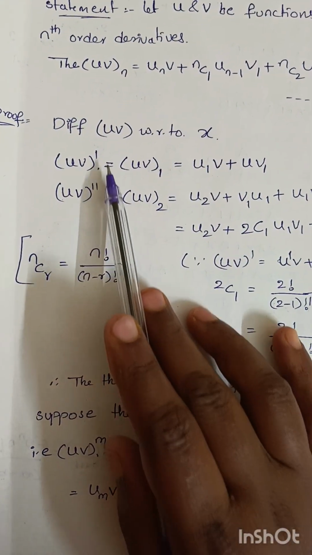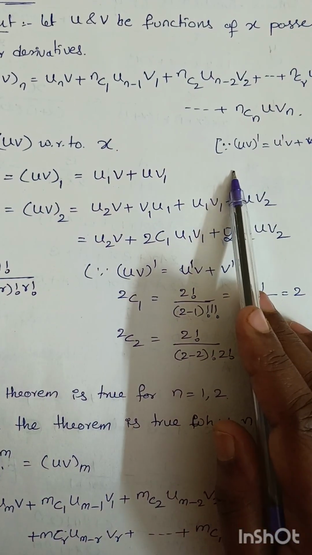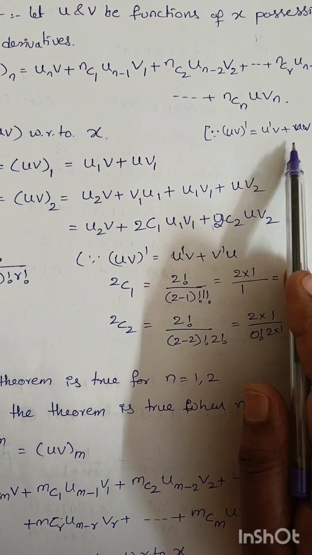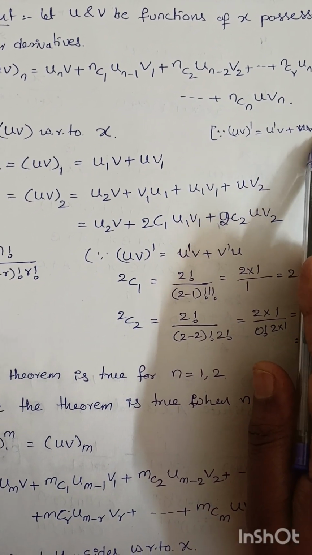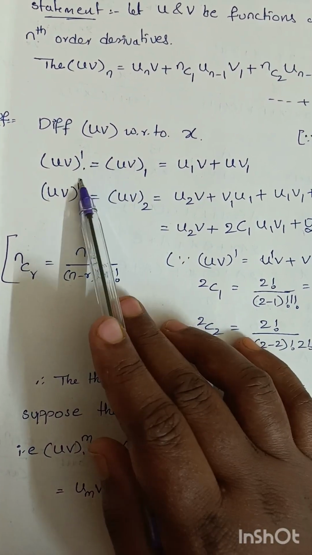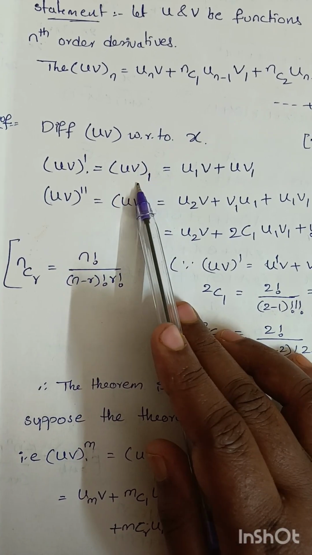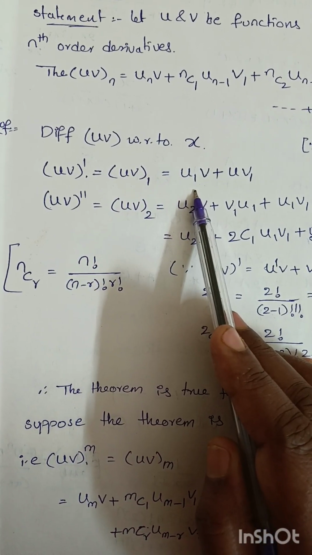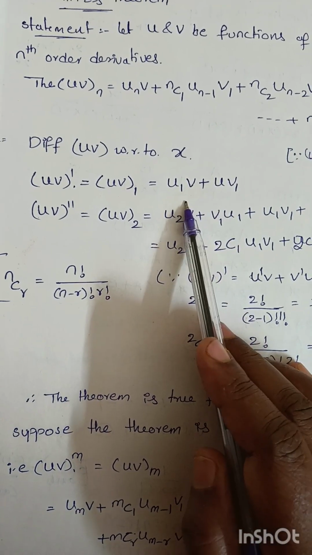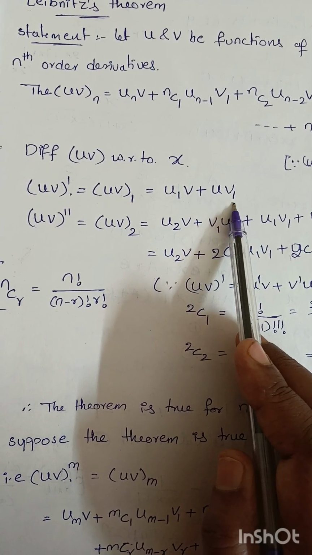Now the proof. Differentiate uv with respect to x. Already we know the formula (uv)' equals u'v plus uv'. So one-time differentiation of uv is u1v plus uv1: the derivative of u with v as it is, plus u as it is with the derivative of v.